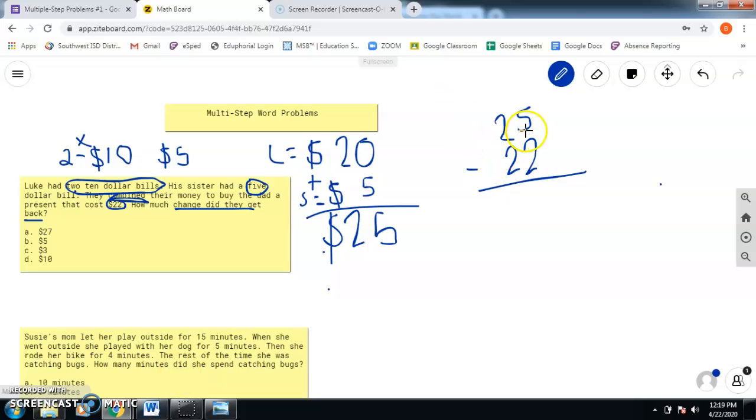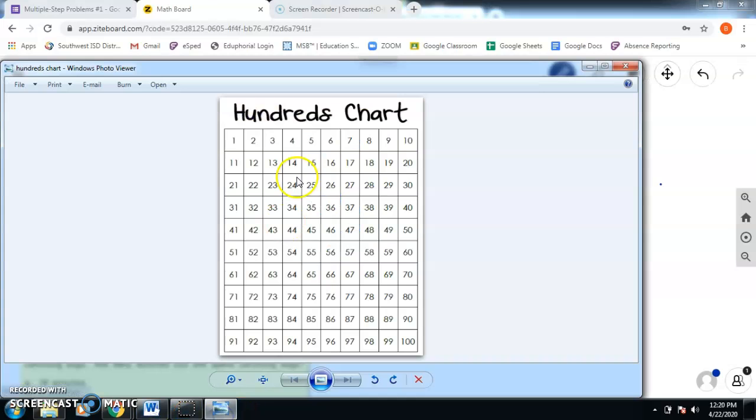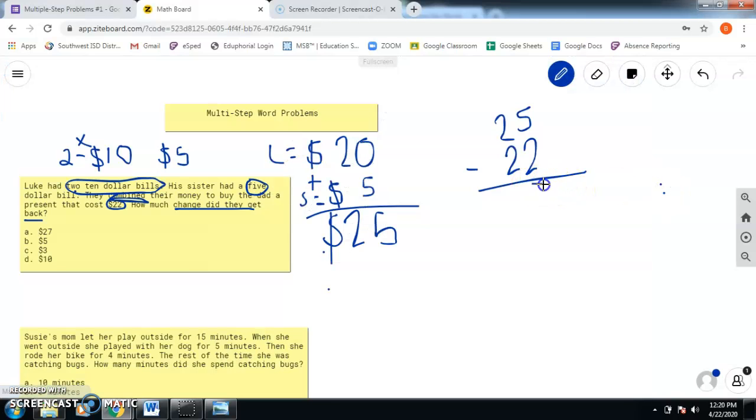Okay, 5 minus 2, looking at our hundreds chart, you start at 5, go back 2, 1, 2, that is 3, and then 2 minus 2 is 0. So their change was $3. And so our answer was C. Okay, so remember we read through the question once, then we went back again, circled important numbers and underlined important information. We labeled everything that we knew, and then we looked for those key words. Okay, so let's do one more example.